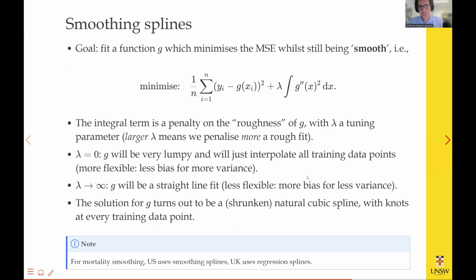Smoothing splines. Smoothing splines have essentially the same objective as regression splines. Imagine we still have a response variable y that we view as depending on a predictor x, but via a function that is not necessarily linear. And so we want to estimate this function. Here we're going to call it generically g of x, that is hopefully a good approximation of y. Now this g is not necessarily linear, but we still want it to be reasonably smooth.